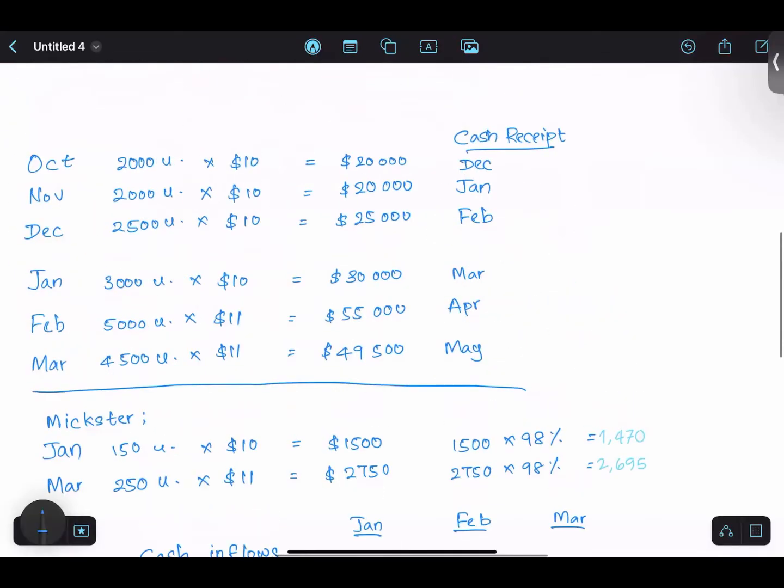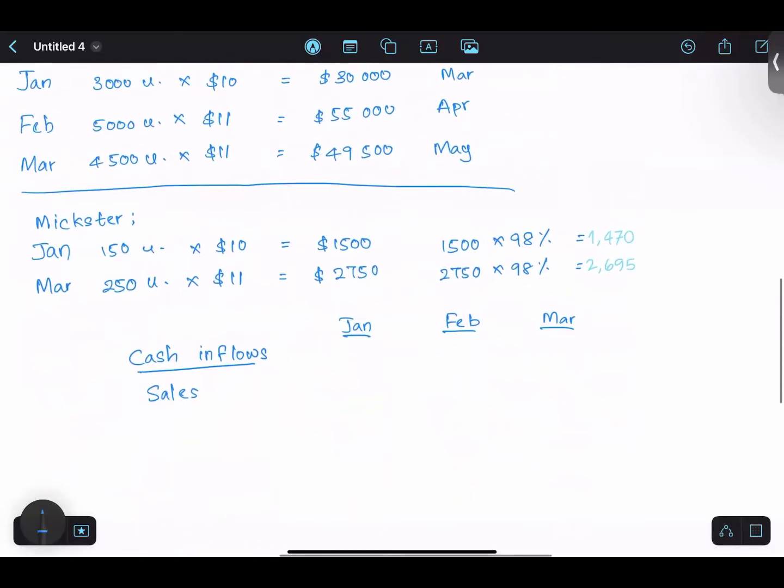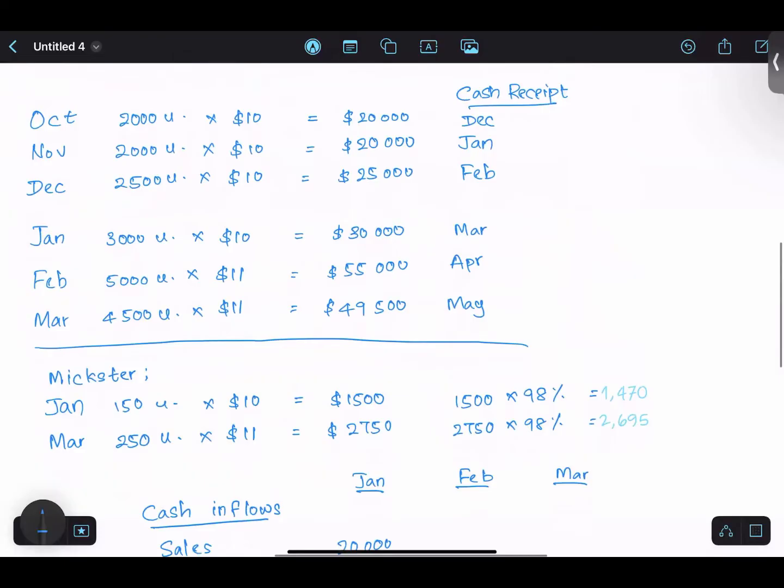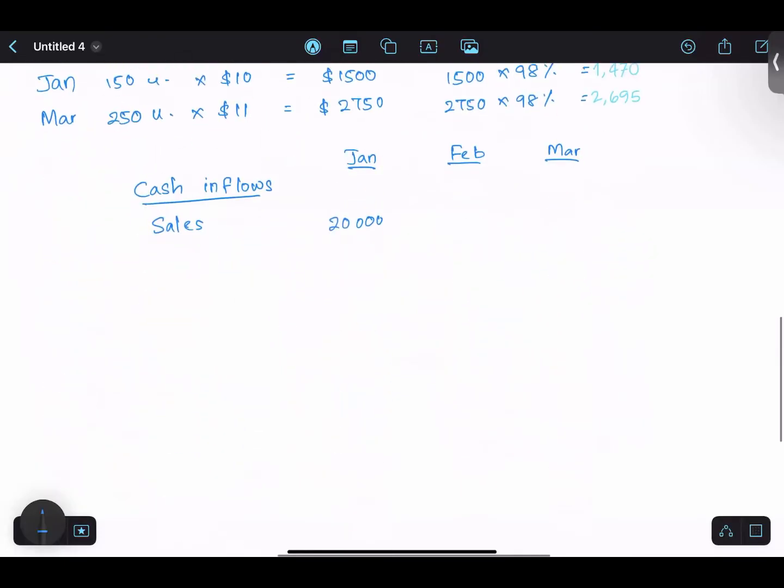If you prepare the cash budget, first of all, we have to take the cash inflows for the months January, February, and March. First of all, we'll record the normal sales. For January, we are getting a cash flow of 20,000. For February, we are getting a cash flow of 25,000. For March, 30,000.